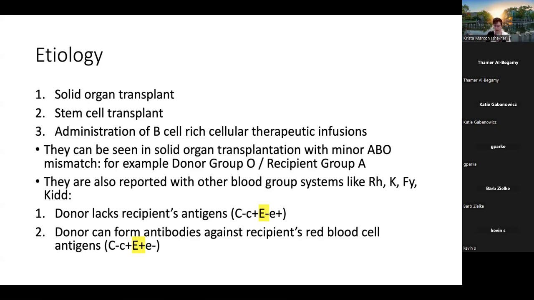This is the most common type. They are also reported in other blood group systems like the Rh, Kell, Duffy, and Kidd. Usually what happens is the donor lacks the recipient antigen. So let's say the recipient has big E positive and the donor has little e or big E negative, and the donor will form antibody against the recipient red blood cells.